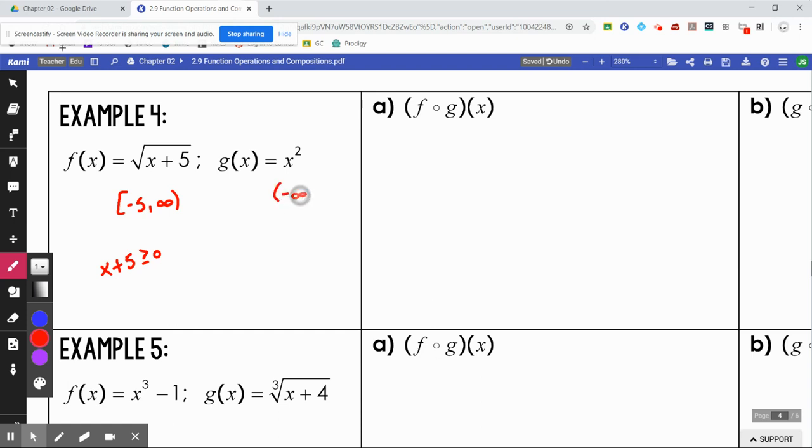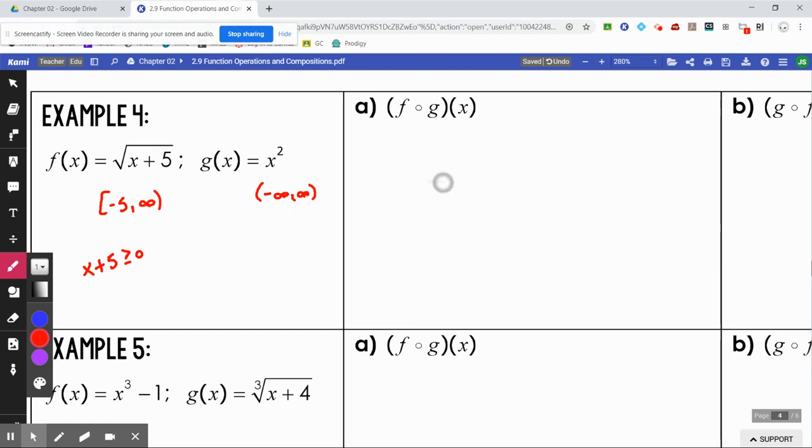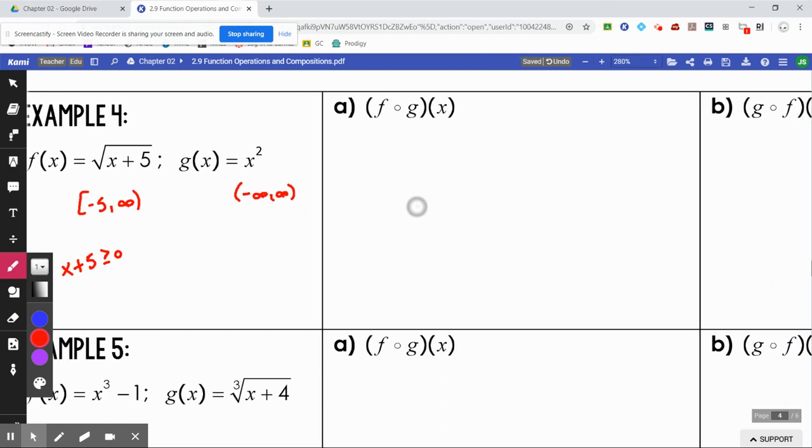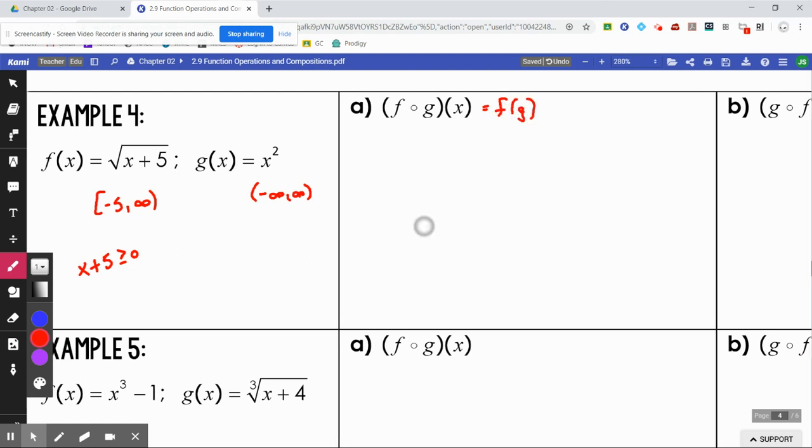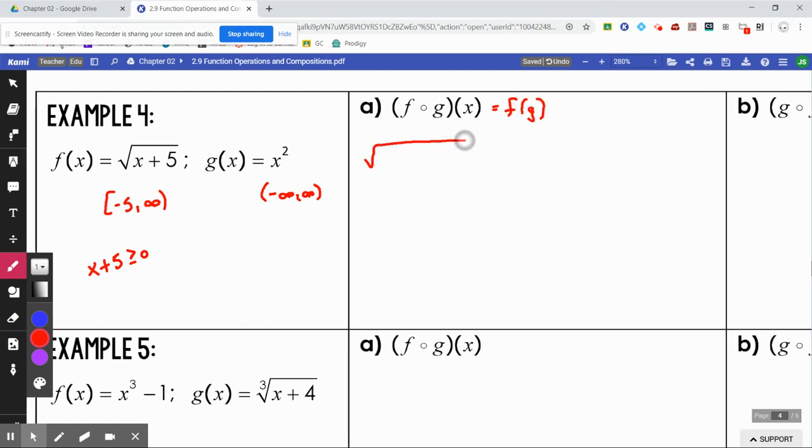Here, you can have an x value of anything. So when we find f of g, that means we're going to take f and plug in g. So f is the square root of x plus 5, where x is x squared. So now as far as our domain restrictions go, even though f had restrictions, f could be things from -5 to infinity, you would think, well, then f of g would have those same restrictions, but it doesn't.